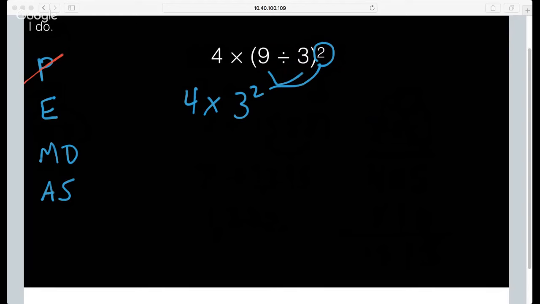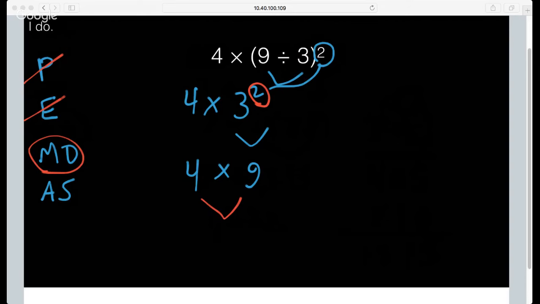Do we have any exponents? Yes, we do. So we're going to do that. 3 squared is not 6. It's 3 times 3, which is 9. And we have times 4. And we're done with our exponents. Multiply, divide. Yep, that's our only operation left. So that's going to give us 36. And we're done. So this one was only different because we had parentheses.